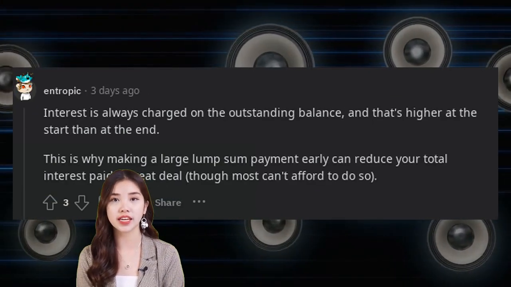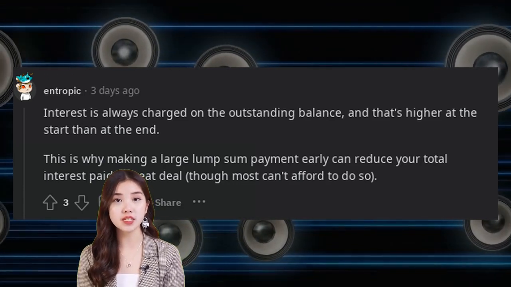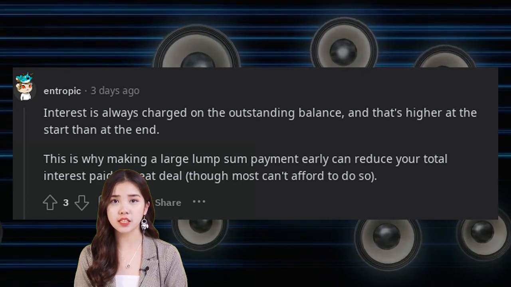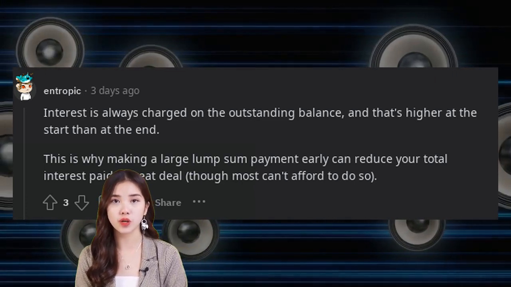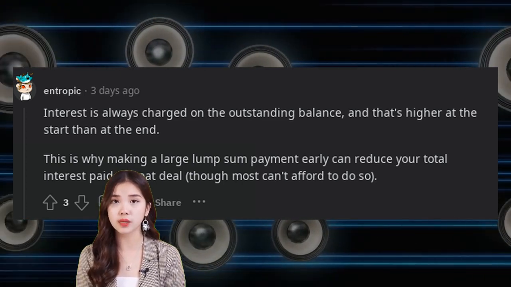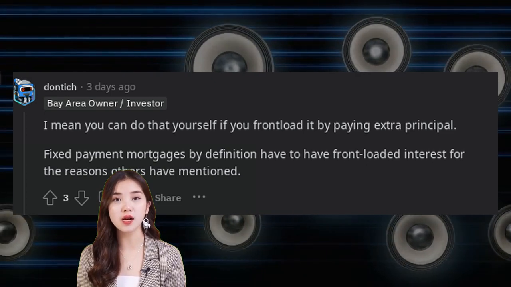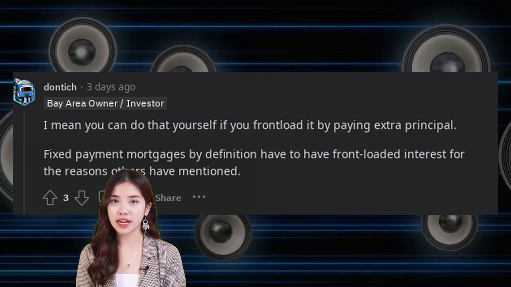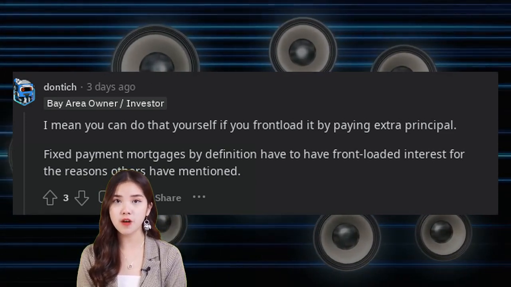Interest is always charged on the outstanding balance. And that's higher at the start than at the end. This is why making a large lump sum payment early can reduce your total interest paid a great deal, though most can't afford to do so. I mean, you can do that yourself if you front-load it by paying extra principal. Fixed payment mortgages by definition have to have front-loaded interest for the reasons others have mentioned.